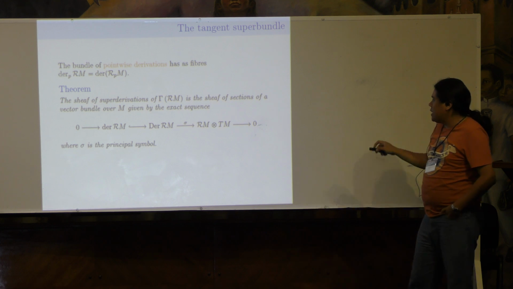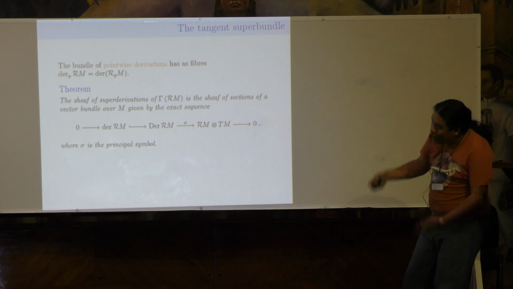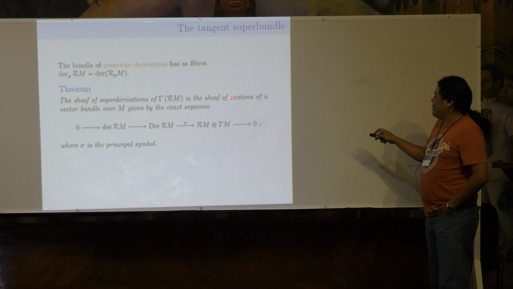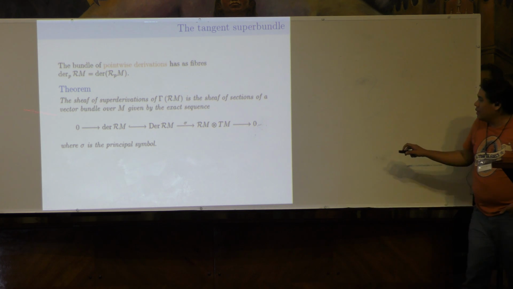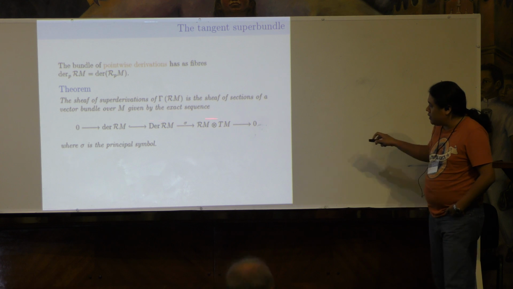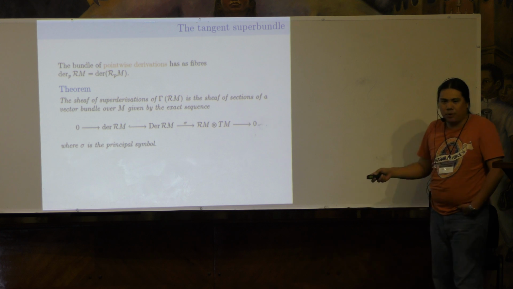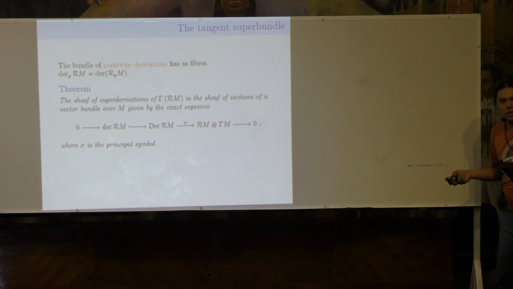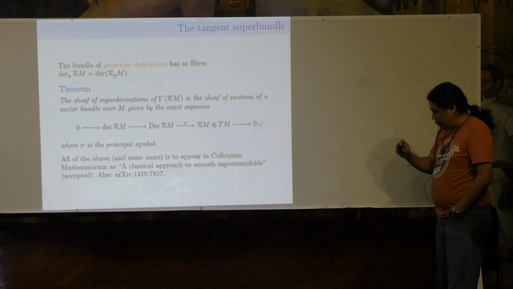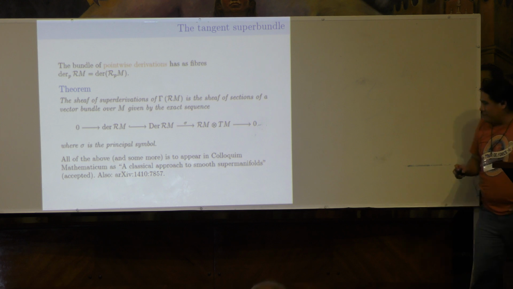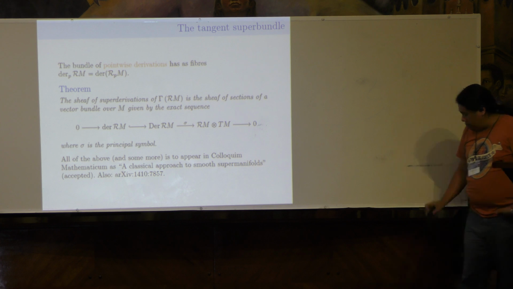Fiber-wise. And the theorem says that we can characterize the super derivations of the superalgebra of superfunctions as the sheaf of sections of a vector bundle over M, that is characterized by this exact sequence. This is just regular inclusion. This is something called a principal symbol of a differential operator. This is a very nice theorem, I think. And all of this will be appearing in Colloquium Mathematicum shortly, I hope. And it's also on the arXiv. This is the name of the paper.